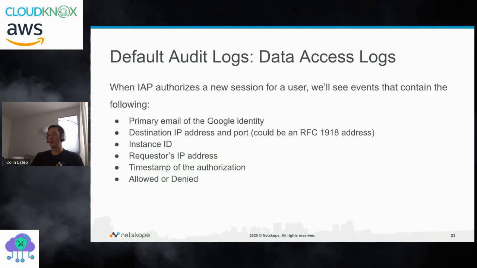So what do you get from this? Again, in the default audit logs within Google, there are two different types. There's administrative action, I think is what it's called, and then data access. And when IAP is authorizing a session for a user, we'll see entries in the data access logs. So the audit logs that you get for free in GCP will contain events where you're establishing and removing connections. And that'll contain the same kind of info we had with AWS, where it's got the primary email of the Google identity, the destination IP and port, instance ID, and all the rest.